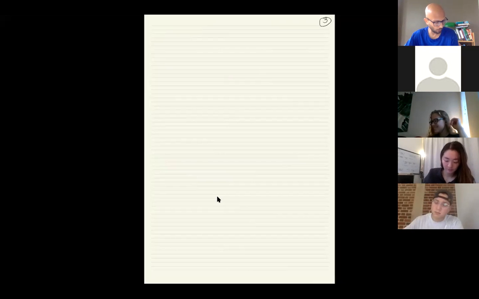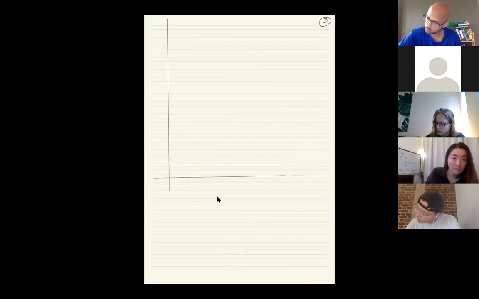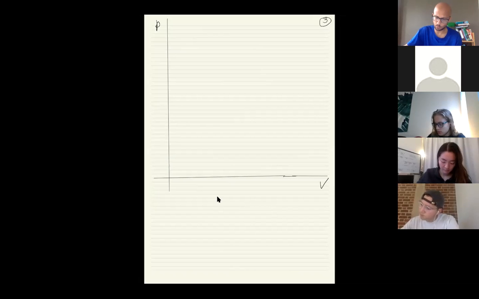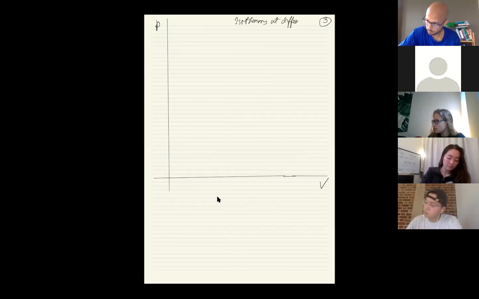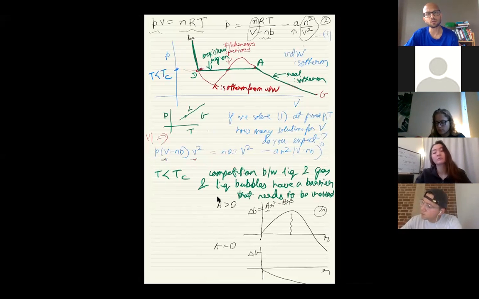Okay, so let's look at our, I'm going to draw a mega plot, because I'm going to squeeze in a lot of curves over here. So this is pressure and volume, and I'm going to draw isotherms at different temperatures. I gave you a sense for why the isotherm looks the way it is by introducing the van der Waals equation.